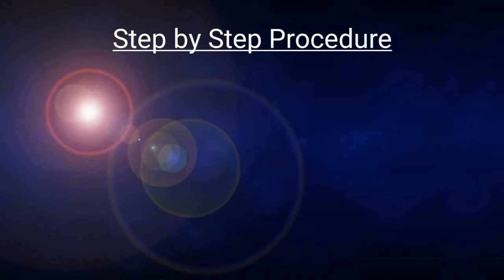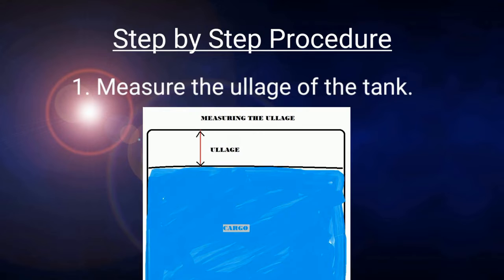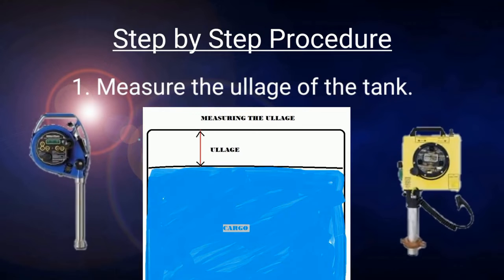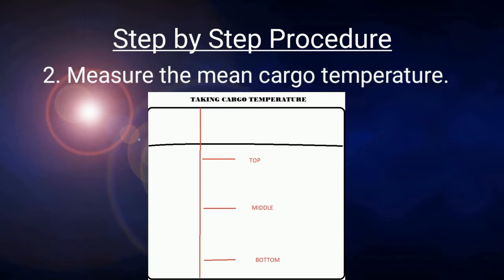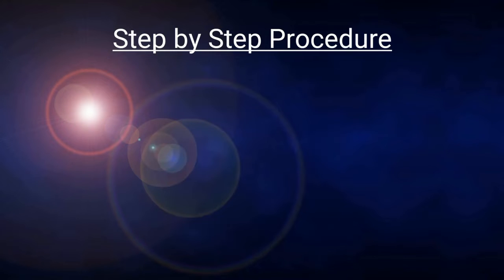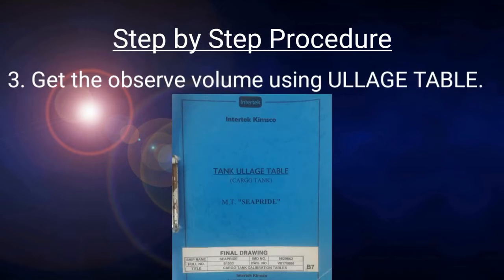Okay, now let's go back to the basics of cargo calculations. We first measure the ullage of the tanks by UTI tape or radar gauge in the CCR. We also measure the temperature at 3 levels and take the mean of these 3 temperatures to get the temperature of the cargo. Now we will get the volumes for each of the tanks using the ullage table, and this will be the volume at the observed temperature.